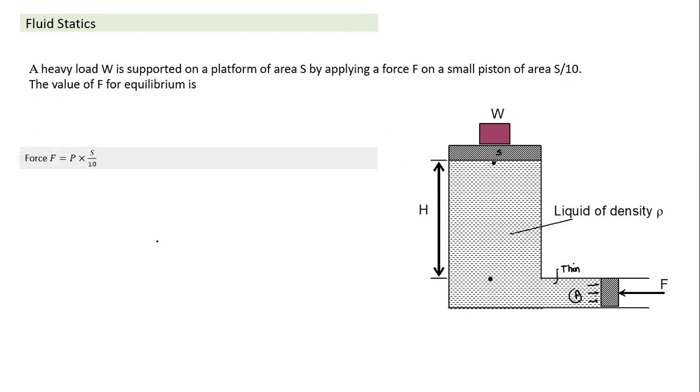So how do we write? F is equal to P into the area of the piston. If this area is S, this is given as S by 10. So F is equal to P into S by 10, and P is the pressure at this point.